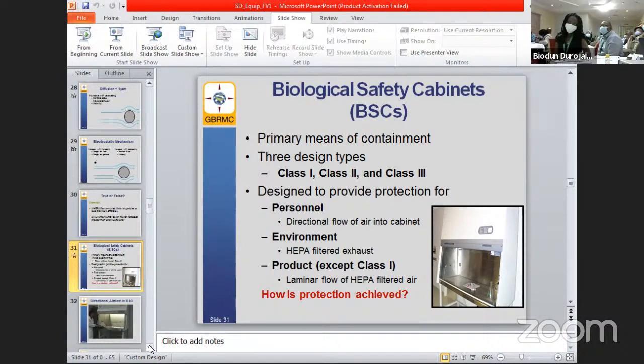Okay? Then we also have to protect the product, with laminar flow of HEPA filtered air, so that contamination will not be there. So look at protecting the product so that it doesn't get contaminated. If you want to do a culture, for instance, in a BSC, at the end of the day you want to get the actual organism and not other things, contaminants. So you're protecting that product.